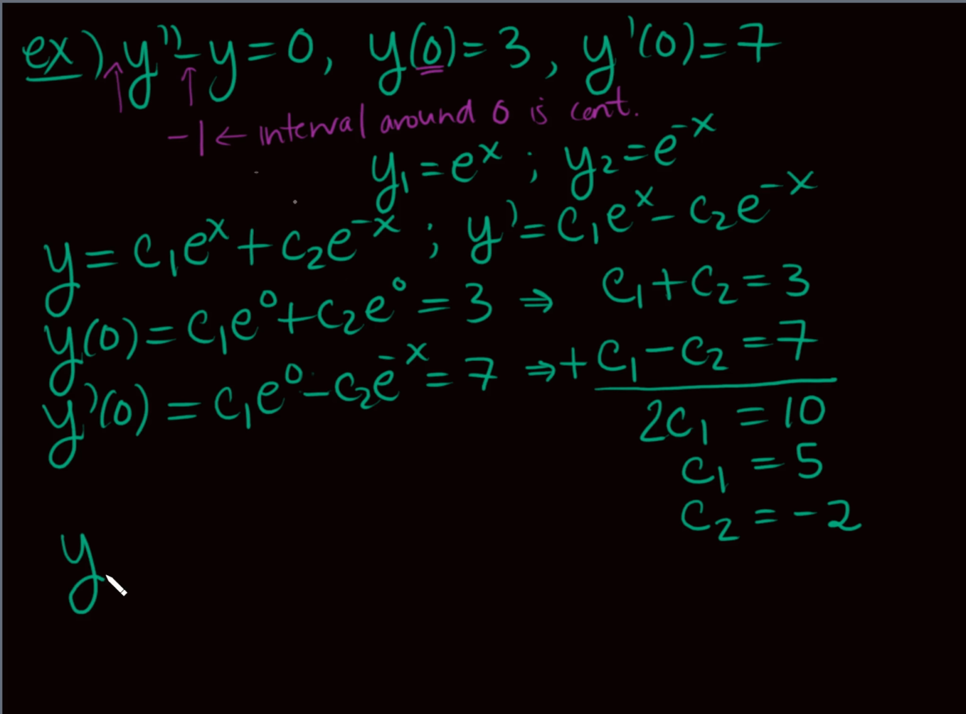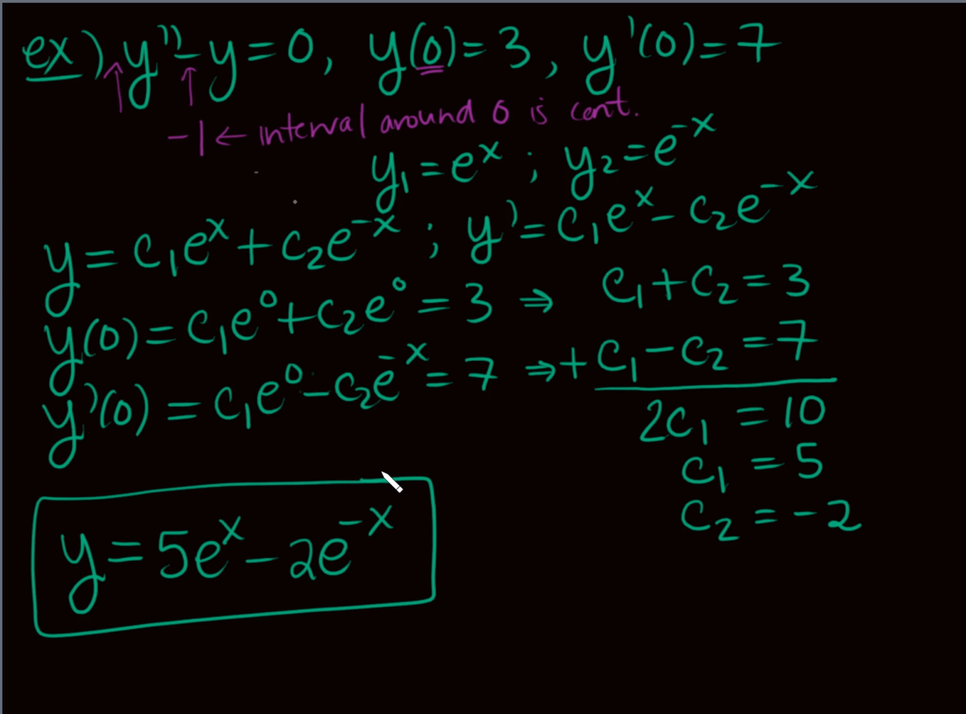So what is my particular solution then? It's going to be 5 e to the x minus 2 e to the negative x. So if you think about what this is, the solution will go through the point 0,3, and not only will it go through the point 0,3, but the slope of the graph at 0 is going to be 7. So you can see how there's a lot of ways we can change this, right? We can change the slope of the graph at that initial value. We can change where the actual point is. Lots of different ways that we can deal with this.